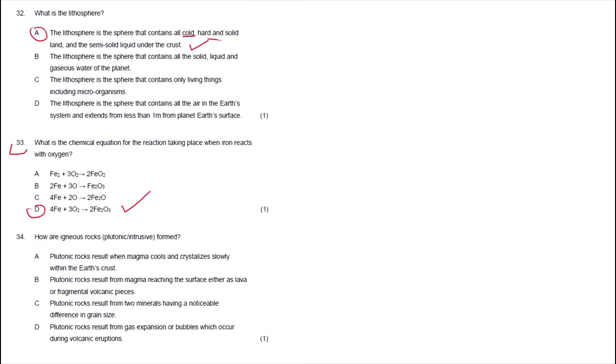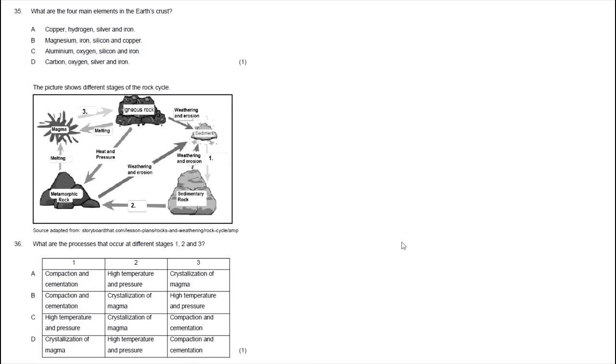Okay, so the correct answer will be A, which says that plutonic rocks result when magma cools and crystallizes slowly within the earth's crust. So the correct answer will be A. And then next we will move to question 35.